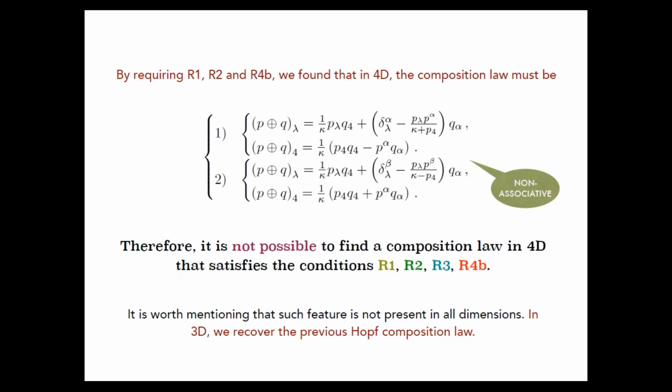Well, it is worth mentioning that if we follow this same procedure in 3 dimensions, there is a particularity of the dimension in which we can include the three-dimensional Levi-Civita symbol, where the composition law is exactly the one found in the momentum space of 3D gravity.